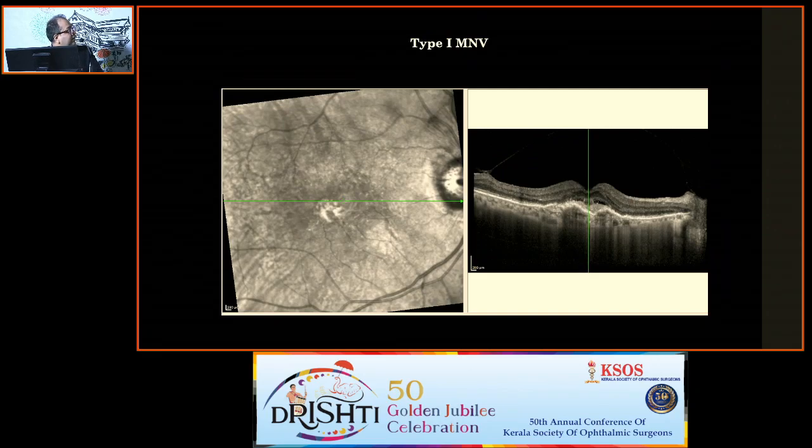This is a type 1 macular neovascularization, as it is nowadays called. Earlier it used to be called choroidal neovascularization. Now it is labeled as macular neovascularization.